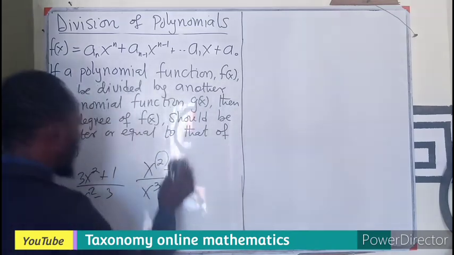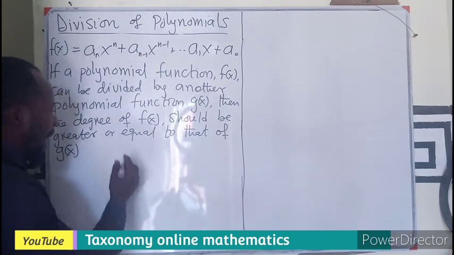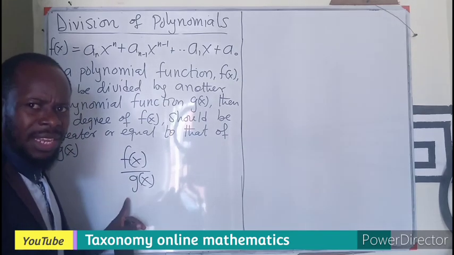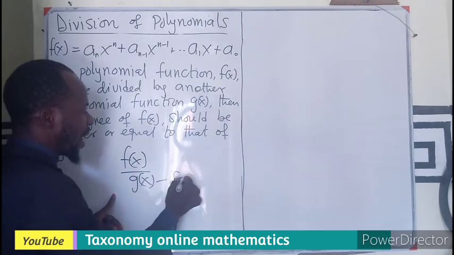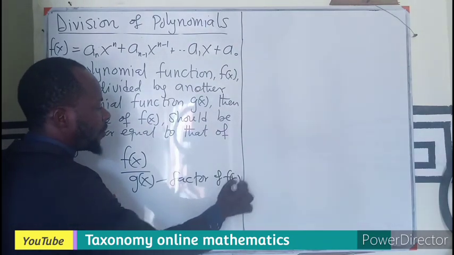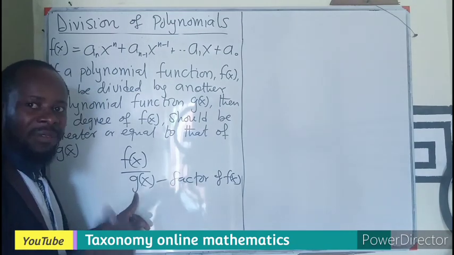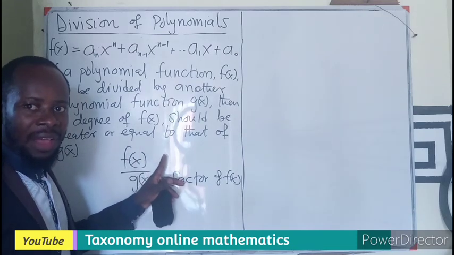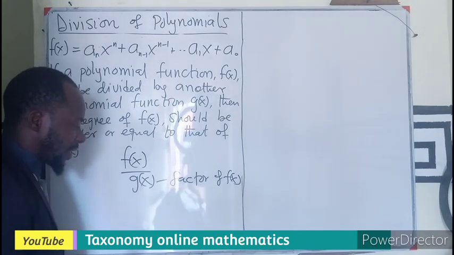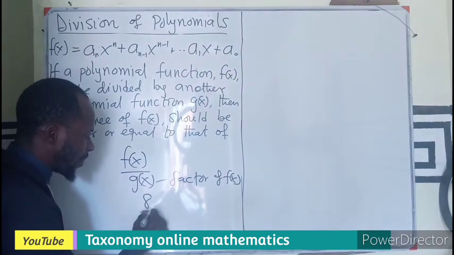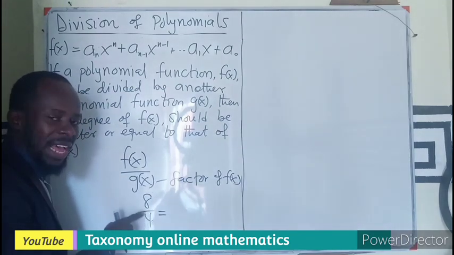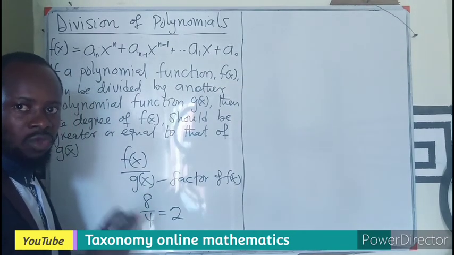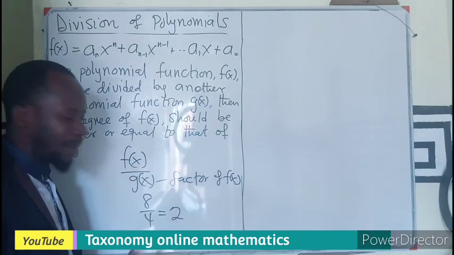Now, this division is also possible, as we are seeing f of x divided by g of x. This division is possible if this is a factor of what? f of x. If g of x is a factor of f of x, then we can easily divide this fraction. So as we can see in, let's say, 8 divided by 4, we know that 4 is a factor of 8. Therefore this division will give us 2 with no remainder or any other additional number.